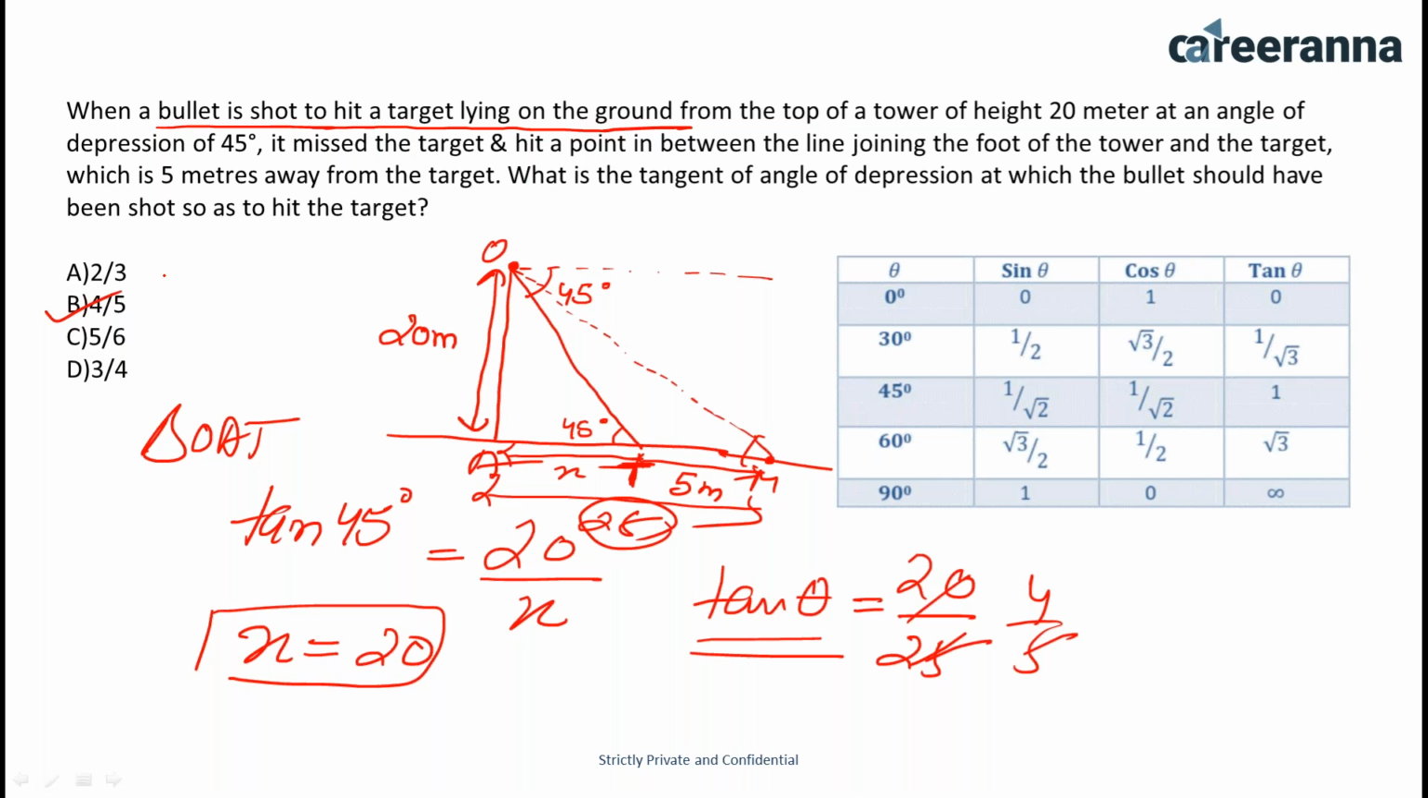The question was very simple. Within 1 minute, you can easily solve this. But after seeing the question, some students think that this is going to be a very typical question. But the question is very simple. You just have to know the values of these trigonometric functions, and then you can easily find out. Okay, let's see our next question.